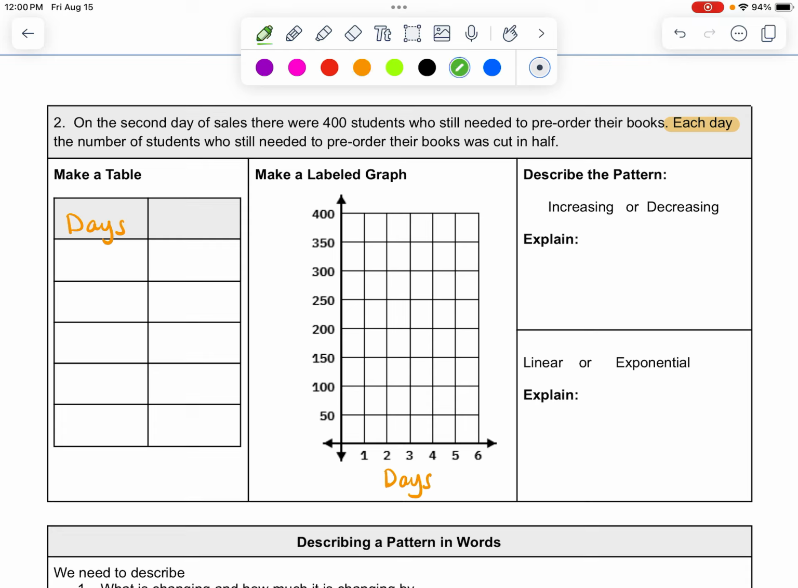Then I'm going to try to figure out my output label. So in other words, what am I counting? I'm counting the number of students, which means I'm going to write students here. And I'm also going to write students here.